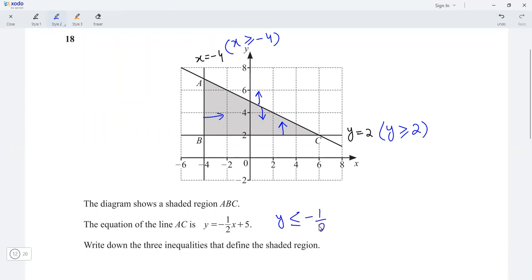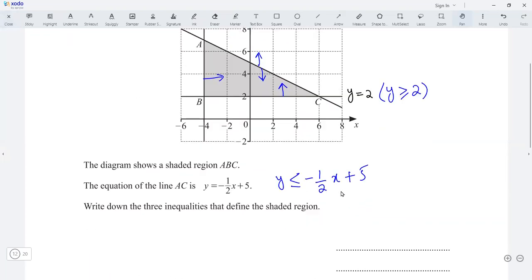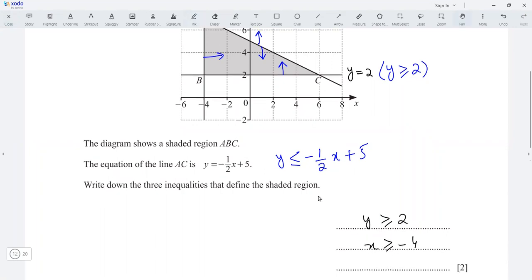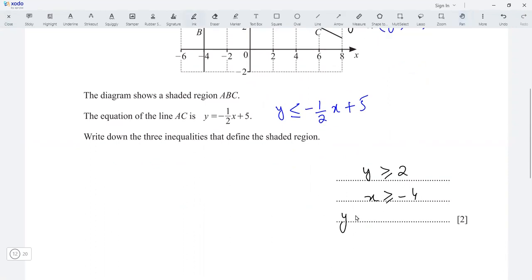So it will be minus 1 by 2x plus 5. So all of the inequalities are simplified. Write down the answers at the given spot. It will be y is greater than or equals to 2, x is greater than or equals to minus 4, and the last one is y is smaller than or equals to minus 1 by 2x plus 5. I hope you understand this graphical inequalities.